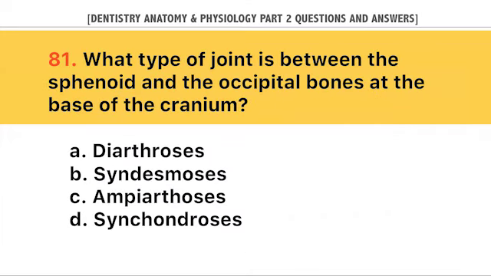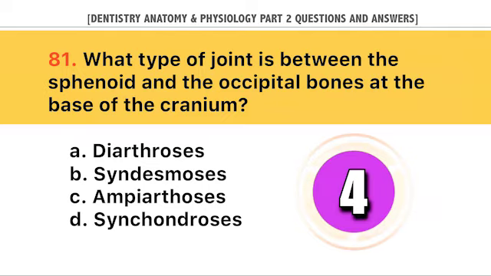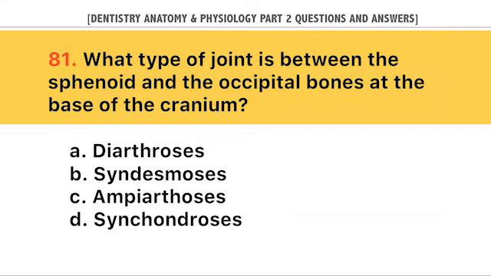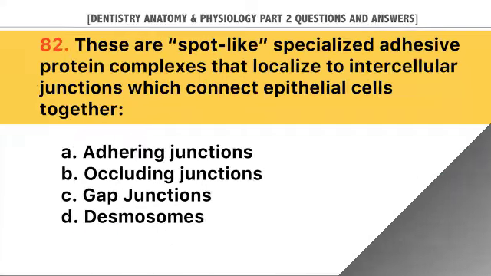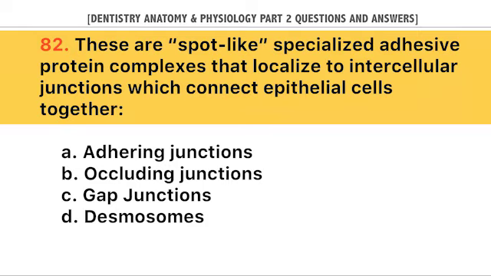What type of joint is between the sphenoid and the occipital bones at the base of the cranium? A. Diarthrosis, B. Syndesmosis, C. Amphiarthrosis, D. Synchondrosis. Answer: D. Synchondrosis. These are spot-like specialized adhesive protein complexes that localize to intercellular junctions which connect epithelial cells together.